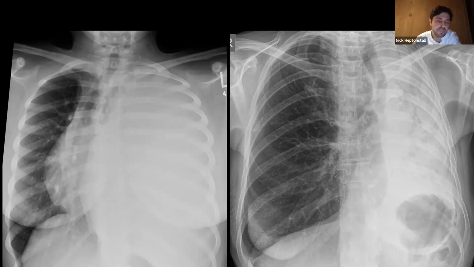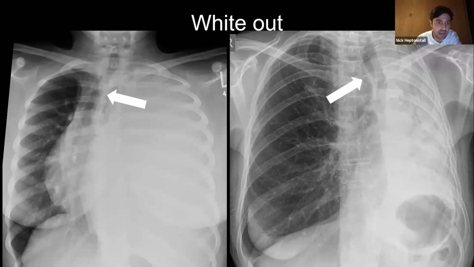On the left image here, there's clearly a large area of whiteout. Now the key between these two X-rays is the position of the trachea. On the left image, the trachea is pushed away from the side where the whiteout is. And on the left side, sorry, the right side, I'm thinking radiology, left and right. On the right side, the trachea is pulled towards the whiteout.